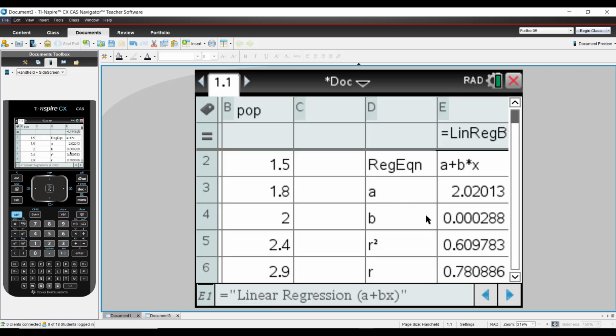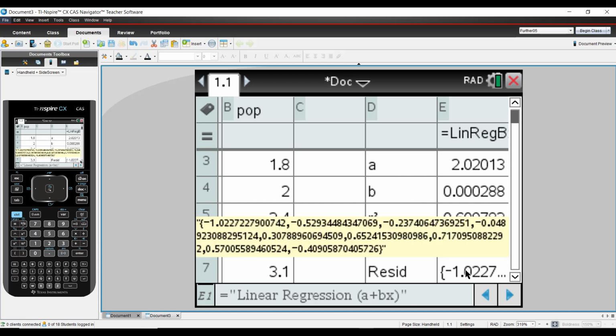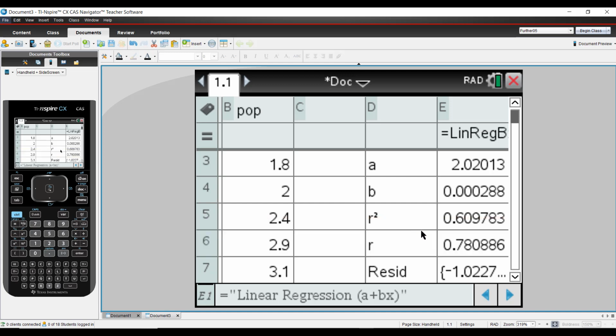So we can see the y-intercept for the equation, the gradient, the coefficient of determination, and the correlation coefficient, plus all the residuals if we're interested as well. Not the highest correlation, 0.78 coefficient. So let's have a look at this visually, see what we've got.